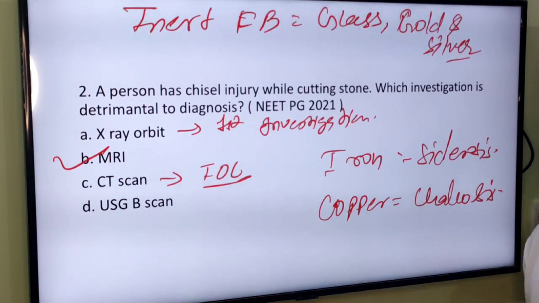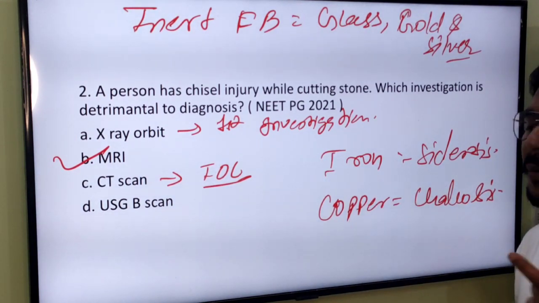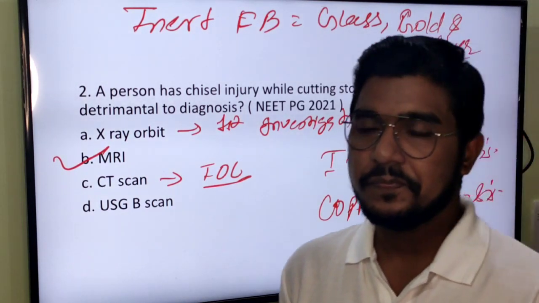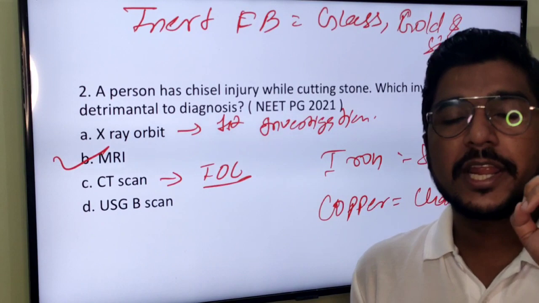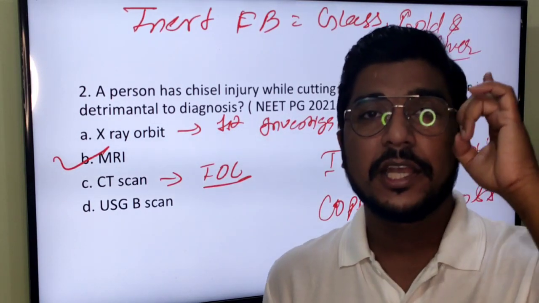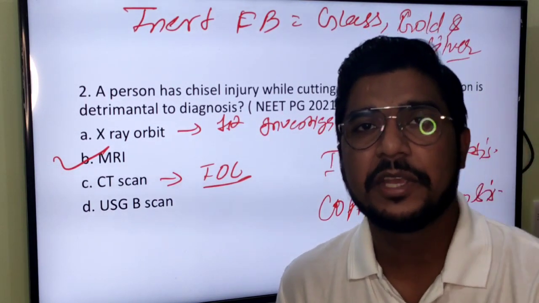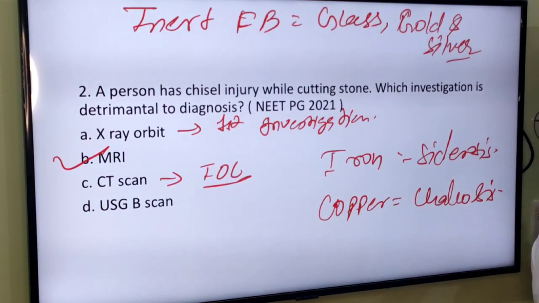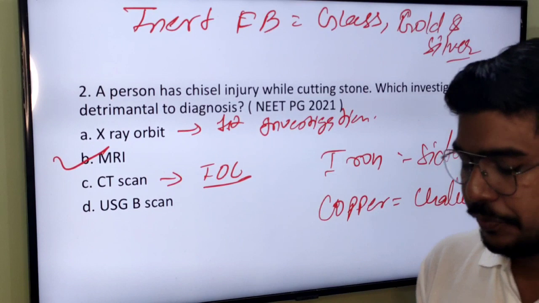pure copper will not lead to chalcosis. It is the alloy of copper that will lead to chalcosis. Pure copper is very much dangerous. Pure copper induces fast endophthalmitis, infection, inflammation. But chalcosis is induced by the alloys, brass and bronze. That is important.